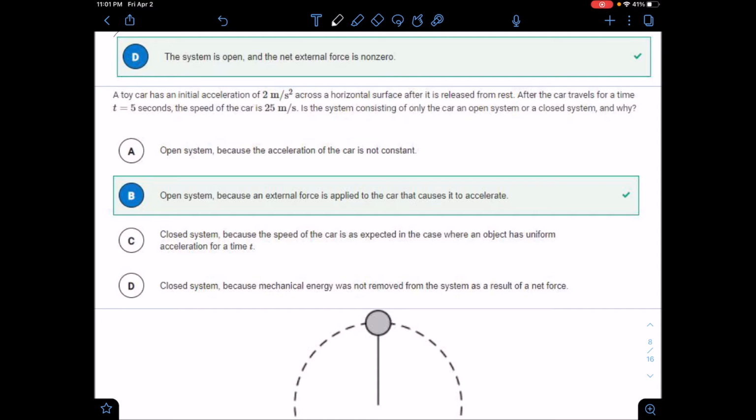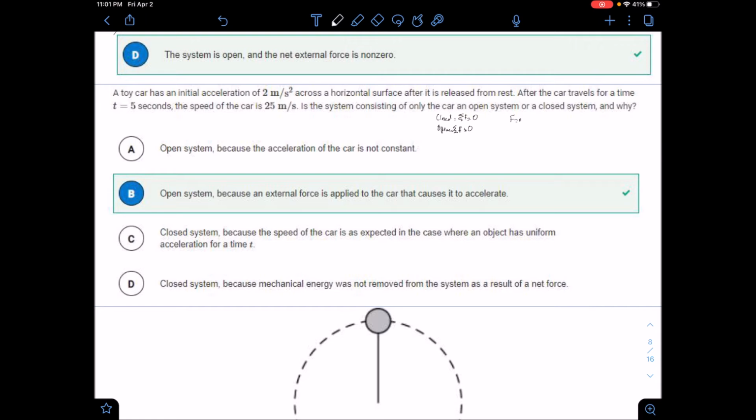So, a good thing is to work with what we know. So let's look at definitions. Closed system, net force is equal to 0. Open system, net force is not equal to 0. That's the first thing we can look at, where force is defined as mass times acceleration in this case.